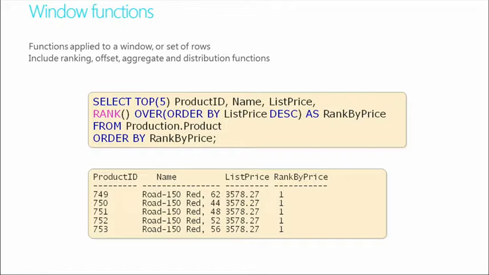Some window functions we have are the rank function, offset, aggregate and distribution functions. This here is doing a select top 5 of product ID, name, and list price. We're doing the rank with OVER and ORDER BY list price, and returning that in descending order. What's the rank by price? What's that going to provide for me?